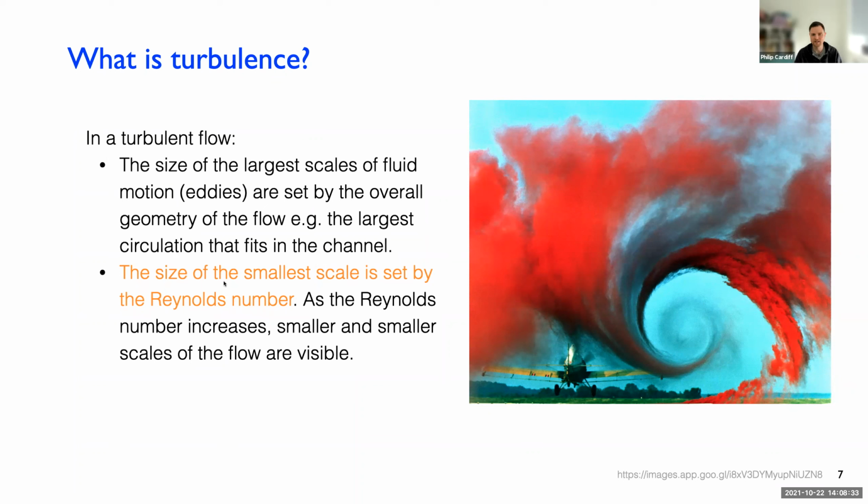But the smallest eddy, or the smallest vortex you can have, is dependent on the Reynolds number. So the Reynolds number, remember, is a function of density, velocity, and viscosity. So the smallest one is set by a Reynolds number. As you keep increasing the Reynolds number, the largest vortex size will stay the same, but the smallest ones will get smaller and smaller and smaller. So if you imagine for very high Reynolds numbers, you're going to have very small vortices created.